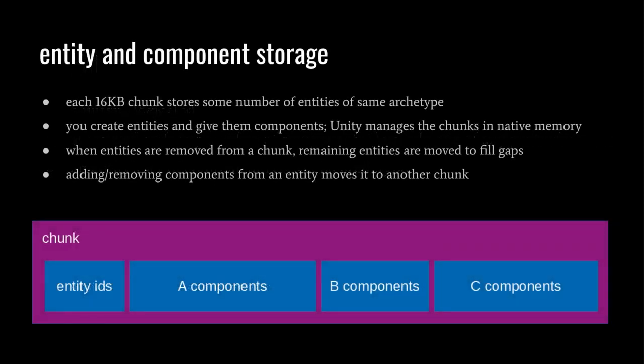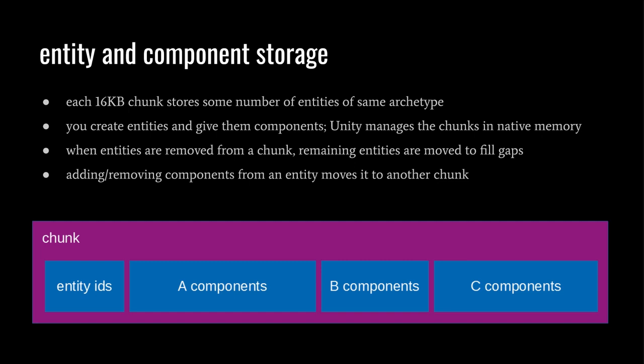The key to understanding ECS is to understand how it stores the entities and their components in memory. A chunk is a 16 kilobyte block of natively allocated memory that stores some number of entities with the same archetype. In this diagram, for example, we have a chunk storing entities with components A, B, and C. The chunk is split into 4 parallel arrays, the first for storing the entity IDs, the second for storing the A components, the third for storing the B components, and the fourth for storing the C components.